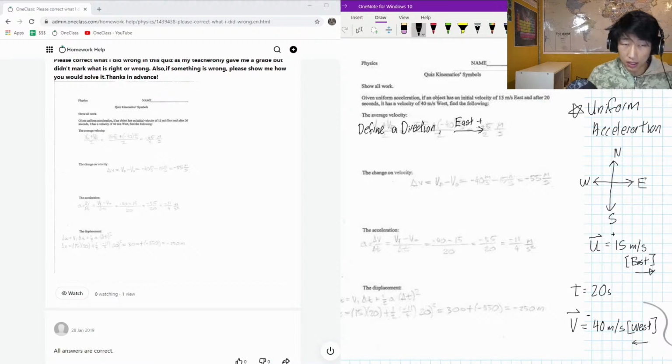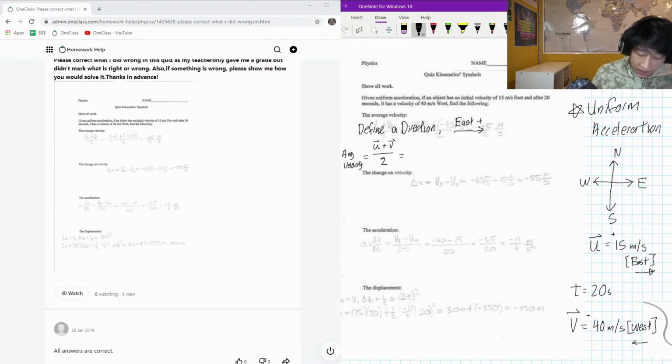Now, to find the average velocity: because we have constant, uniform acceleration, we just add the initial velocity plus the final velocity and divide it by the time. Oh, not by the time, that would be the acceleration. We're going to divide it by 2. And this is the average velocity.